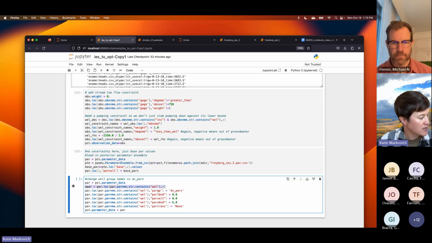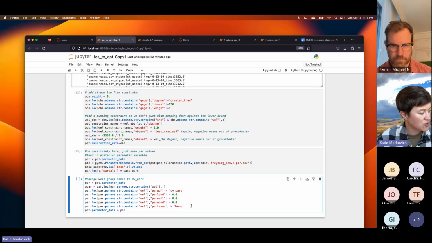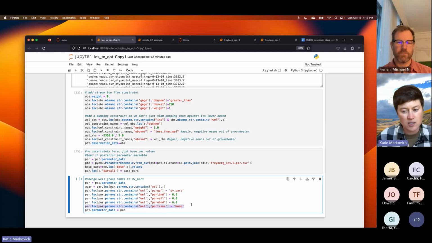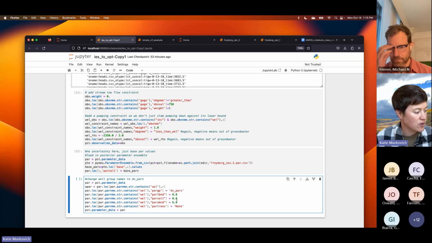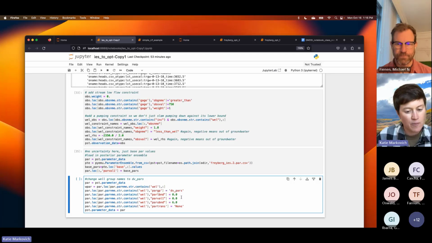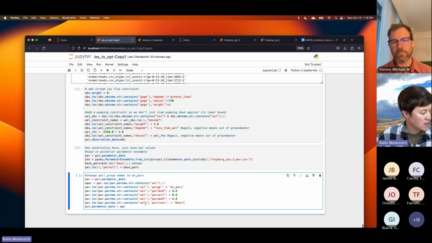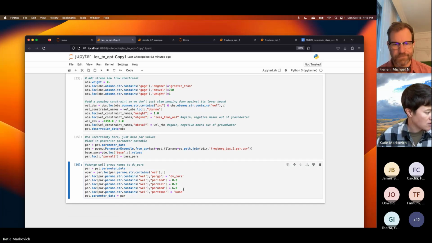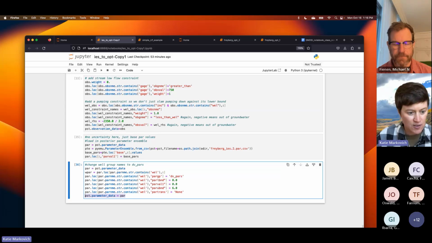So again, we're just looking at all of the parameters here that contain well in them. We're going to make each one of those a decision variable par, which I'm going to give a group name of DV pars here. We're going to reset their lower and upper bounds and their starting bounds. An important thing too is we need to set that parameter transformation to none, otherwise you'll get an error. It's still multipliers here, so we're letting the values of the multipliers range in our management optimization from 0 to 6. And again, we want to bring that back into the parameter data section.